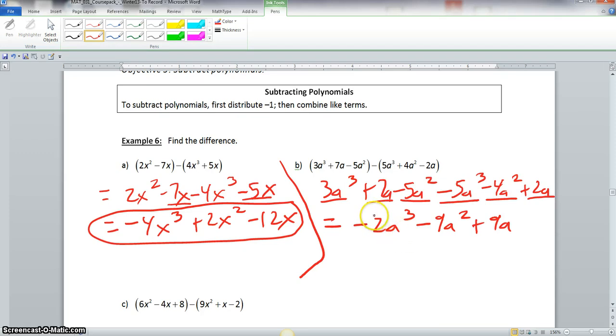Now, one thing that I neglected to say was this here. When it says distribute by -1, the only thing that happens when you multiply by a -1 is that it just changes the signs of numbers. That's why I told you that when you have a minus sign in front of a parenthesis, it would just change the sign of the numbers.